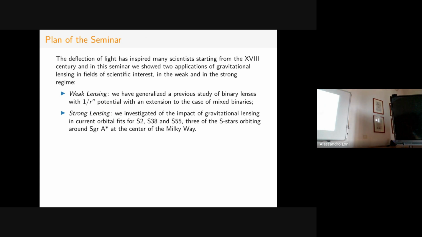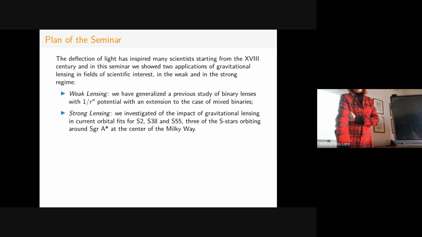So, the seminar is divided into two main parts. The first part is about weak lensing. The second part is about strong lensing. Regarding weak lensing, I will explain a study about mixed binary systems with potential which decays as 1 over R to the n. In the second part of the seminar, I will introduce strong lensing, in which I investigated and reconstructed the impact of gravitational lensing on the reconstruction of orbital fits around some stars orbiting around Sagittarius A star, which is the supermassive black hole at the center of our galaxy.